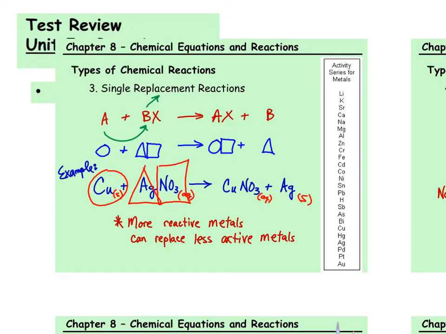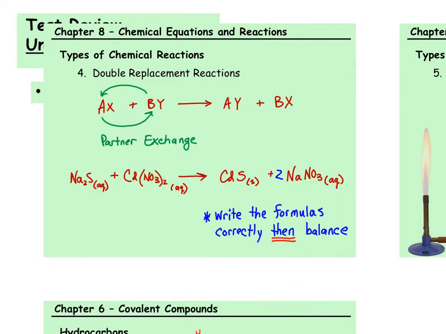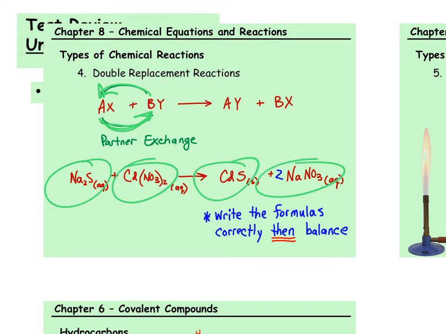Single replacement is when a single element is going to replace part of a compound, and then the replaced compound or element will be all by itself. Double replacement occurs when we have a partner exchange, and parts of a compound will swap positions. So we have to have 2 compounds on each side of the reaction for there to be a double replacement reaction.